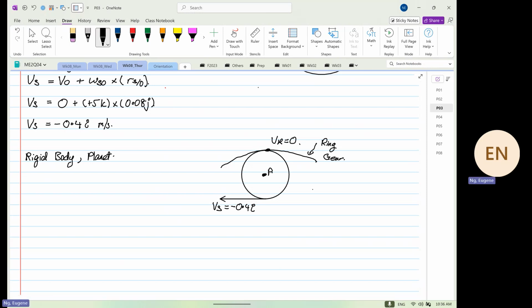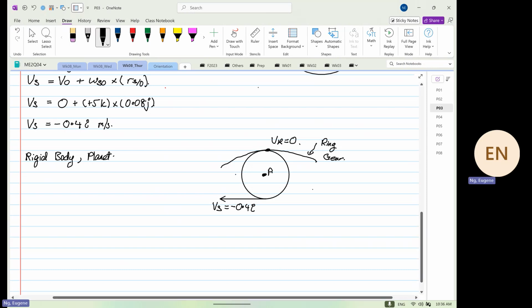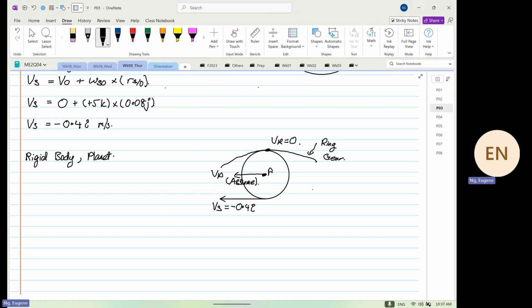Now, VP, at point P, will move in a certain direction. Which direction? I don't know. So we are going to assume this is our VP direction. Don't worry, later on, once we go into our component analysis, if it's positive, it means it's correct. If it's negative, it means it's wrong, or the direction is flipped over.